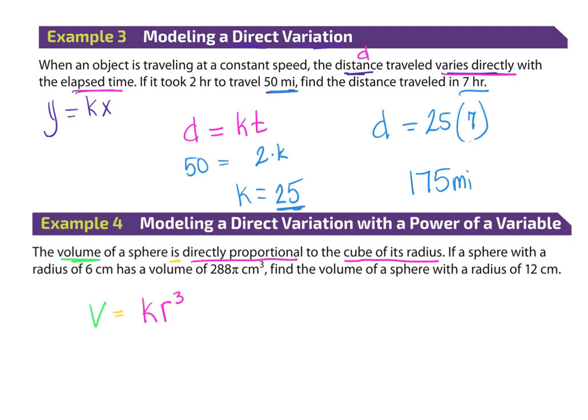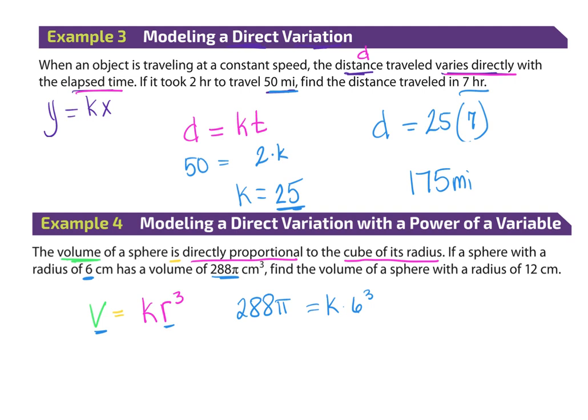If the sphere with a radius of 6, which variable did they just give me? V, K, or R? What did they just give me in that next sentence? It gave you V, right? No. The sphere with a radius. So they gave me my R. So I'm going to plug the 6 into my R. Has a volume of 288 pi cubic centimeters. Now they gave me my volume. They want me to find the volume with a radius of 12. So what do I need to solve for? I need to solve for my K, right? So I'm going to say 288 pi equals K, I don't know that yet, times 6 cubed. All right, 6 cubed.